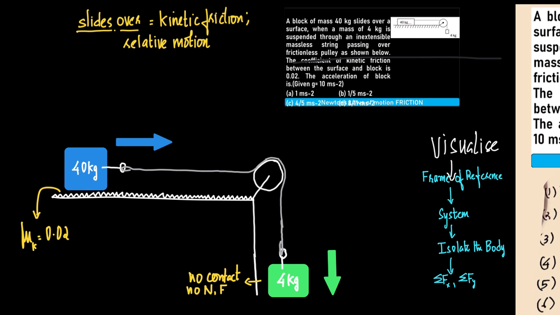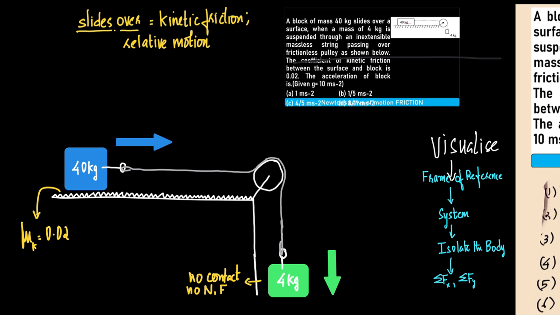So a 40 kilogram body is sliding where a mass of 4 kilogram is suspended through an inextensible massless string. The coefficient of kinetic friction is given to us as 0.02. Since this 4 kilogram body is not in contact, it will neither have normal reaction nor have friction. So we assume that the 40 kilogram mass is moving towards the right and the 4 kilogram mass is moving downwards.